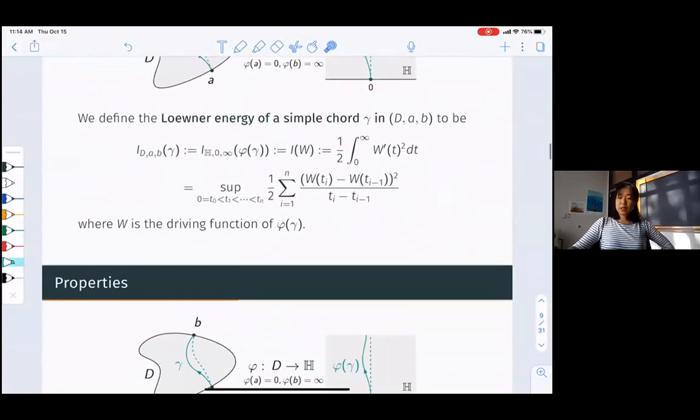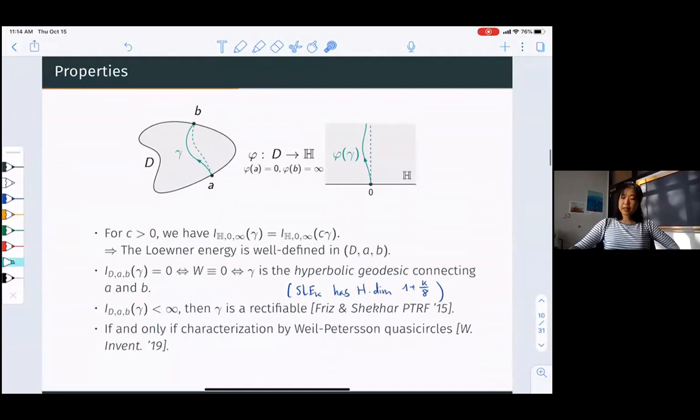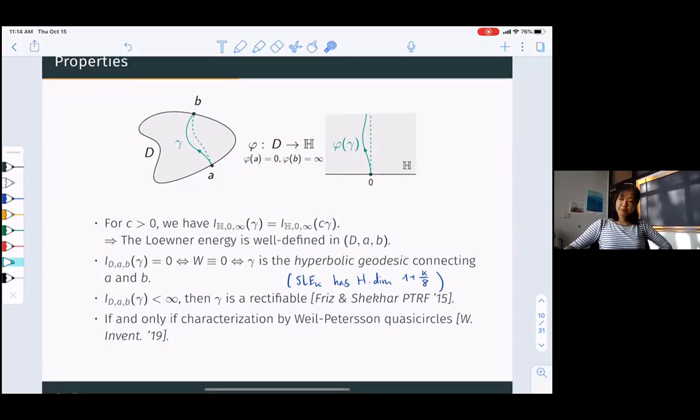And we can show, by explicitly writing down the driving function when you scale the right-hand side, that the Dirichlet energy of the driving functions are actually the same. Which means that no matter which phi you choose, although the driving function will be different and scaled, the energy will be the same. So the Loewner energy is well defined on the left-hand side.